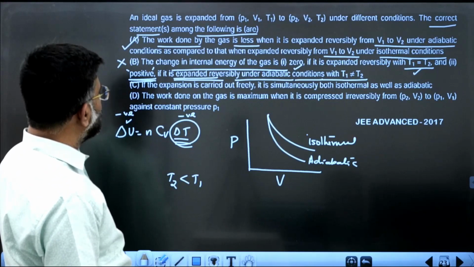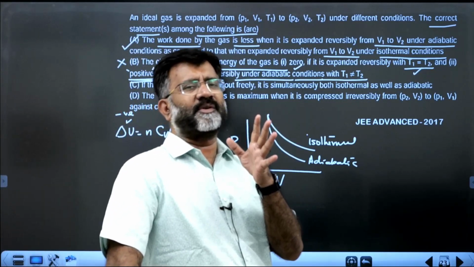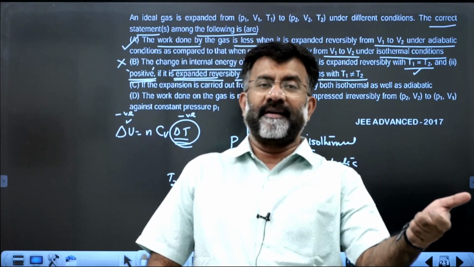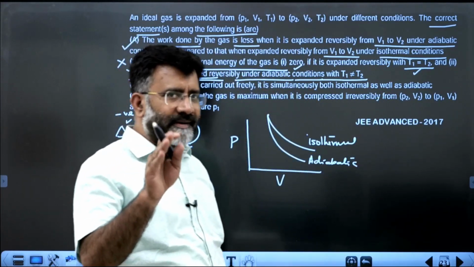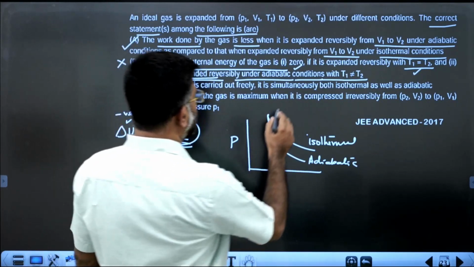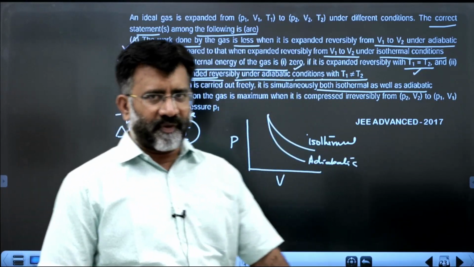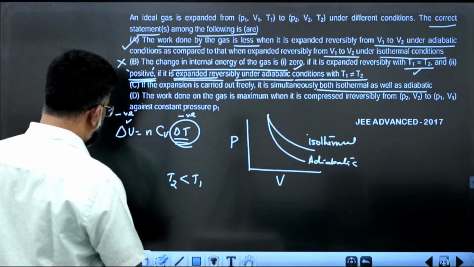If the expansion is carried out freely, free expansion means, all of you know, expansion against vacuum, right? Free expansion, external pressure applied is 0. So, free expansion carried out is simultaneously both isothermal as well as adiabatic. True or false? Free expansion, all of you know work done is equal to 0.